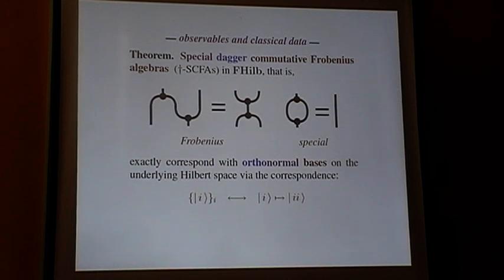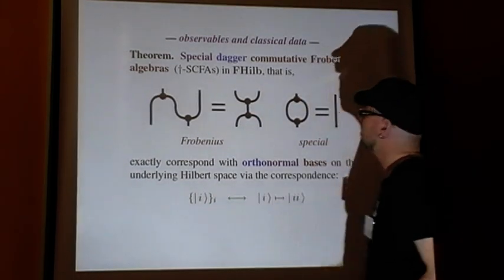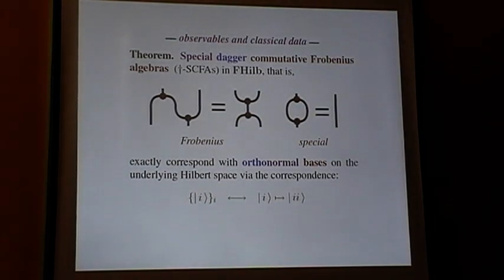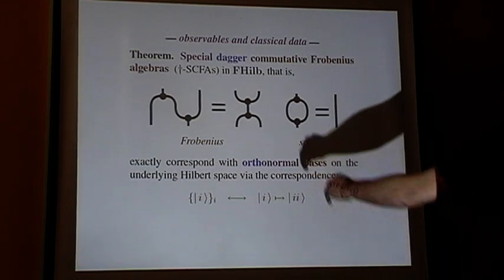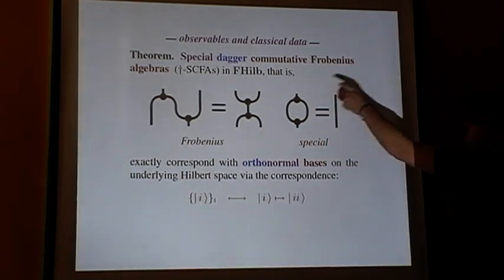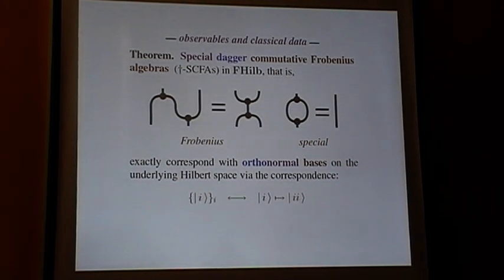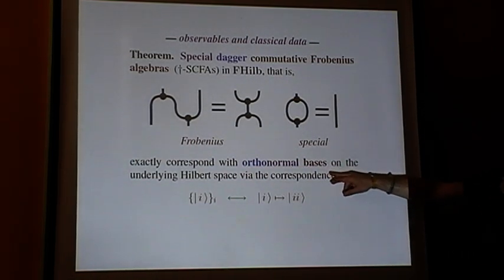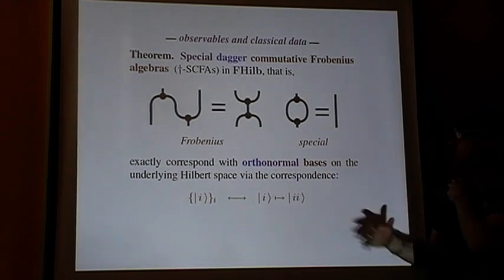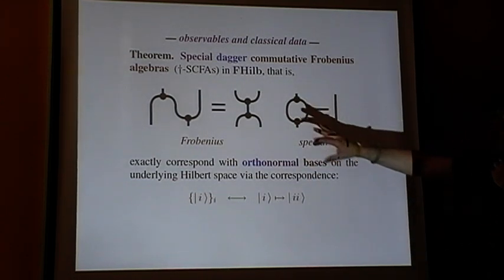But there is a theorem about what actually does classify a copying operation in quantum mechanics of certain bases. And these are so-called special dagger commutative Frobenius algebras, which in addition to these axioms here, also satisfy these two other axioms. These are actually not the only interesting commutative Frobenius algebras, as we are going to see in the next talk. So there are others. But these ones, they actually axiomatize orthonormal bases. So each orthonormal basis for a Hilbert space corresponds to such an algebra.